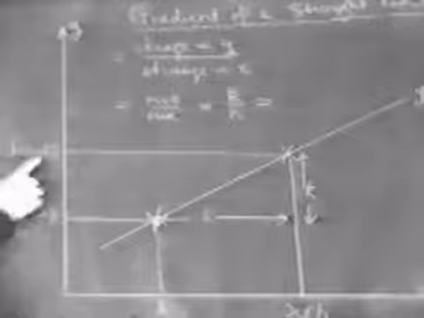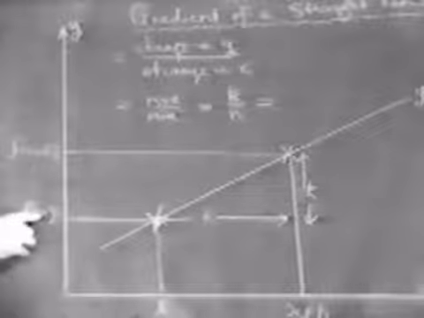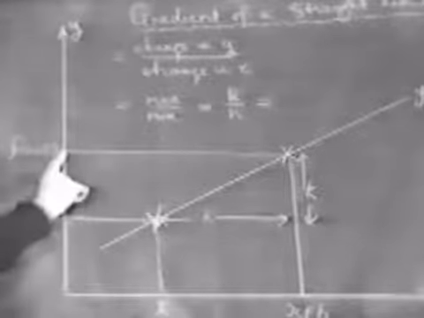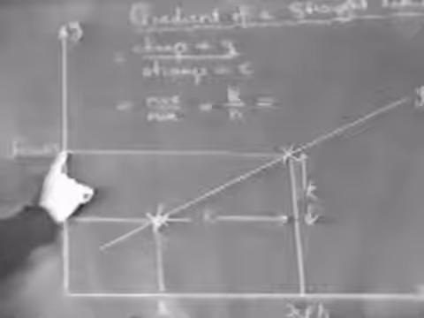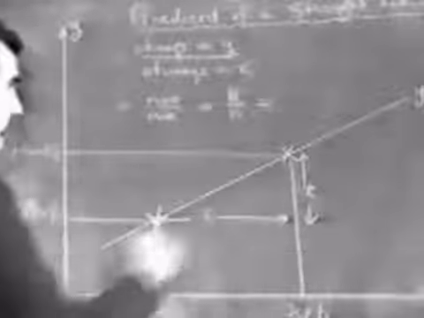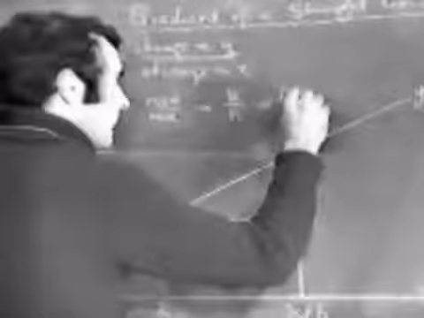But k is just the distance between f of x plus h and f of x. As you can see from the diagram, that is the same distance as that. So I can replace k with f of x plus h minus f of x, the distance between these two values. So I'll do that.